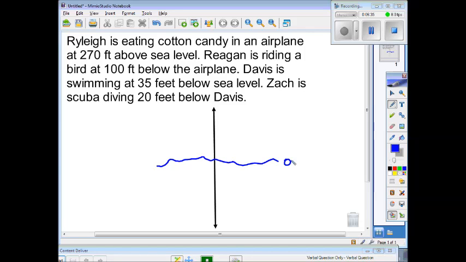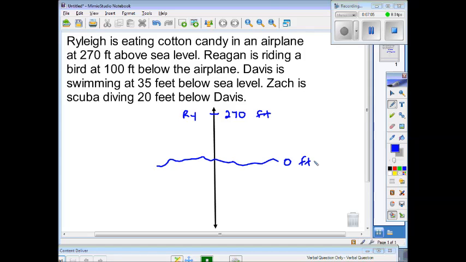I got to figure out where they're going to go on this number line. So let's start with Riley. Where's Riley's airplane going to be on this vertical number line? Where is it going to be? All the way at the top. So we're going to go ahead and call this 270. And then I'm just going to put Riley there. Okay? Does everybody agree with that? 270, I should probably put feet. And everybody understands that sea level is 0 feet. Everybody get that? Okay.